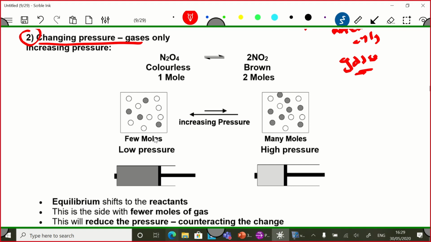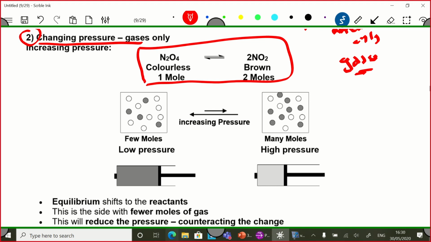Okay, so let's look at this example here. I have this reaction at equilibrium. What's going to happen if I increase the pressure? So what I'm going to do is look at the left hand side and see how many gaseous moles I have here. I have one gaseous mole on the left hand side, and on the right hand side, I have two gaseous moles. So if I increase the pressure, this reaction will be shifted to the side with the fewer number of gaseous moles. It's going to shift to the left hand side.